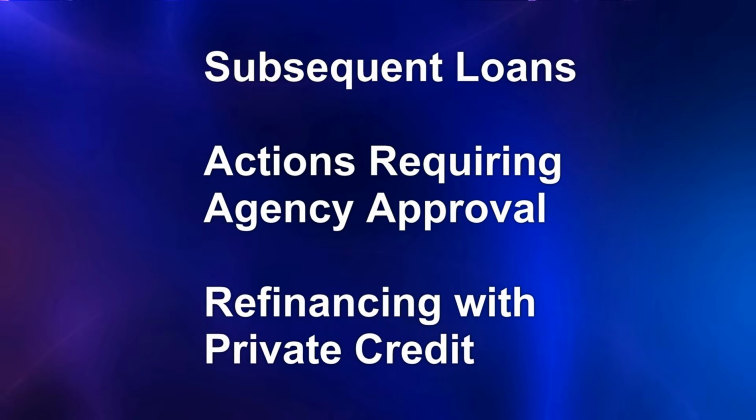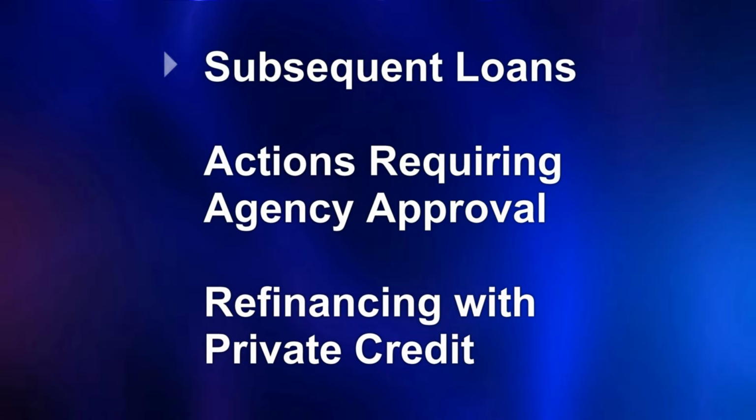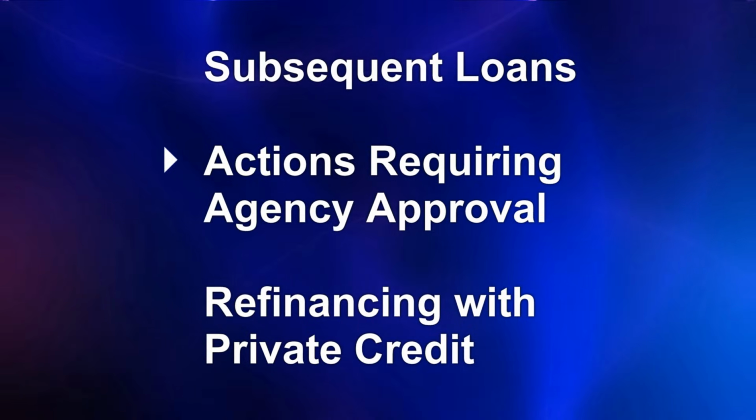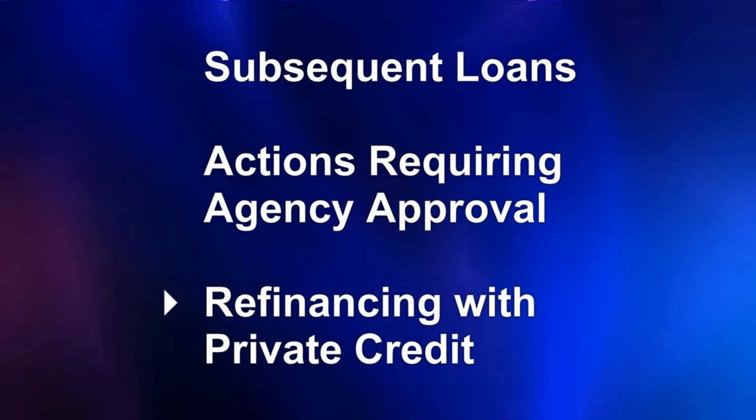In this portion of the guide review, we will be discussing the topics of subsequent loans, actions requiring agency approval, and refinancing with private credit. A subsequent loan can be made as part of the original purchase of the property or in combination with a loan assumed from the seller, or it can be made during the term of the loan for an existing borrower to help pay for repairs or improvements to the property.